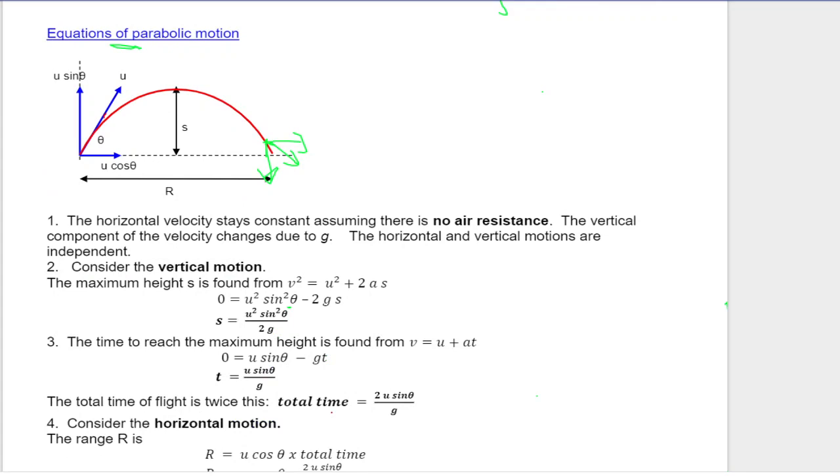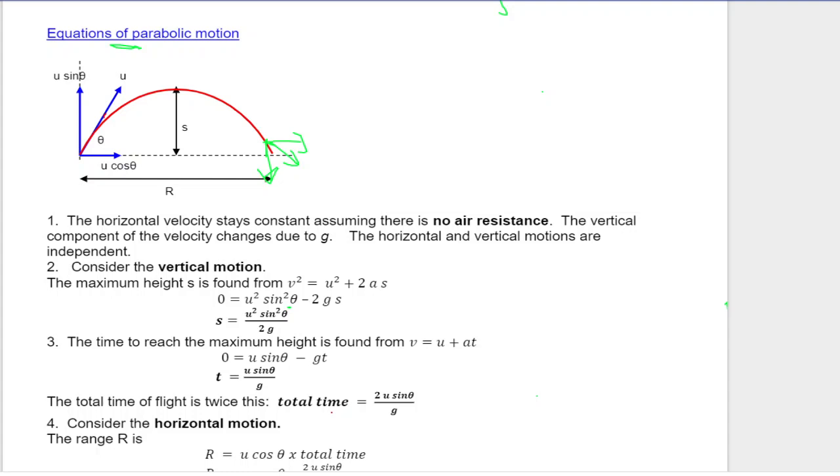So we're going to consider the equations of motion. V is equal to u plus at. In the horizontal, V is equal to u plus at, but it's not going to change because it's not affected by gravity. Our a is g, so it will be 0, which means V is equal to u. That is in the x direction, so this is always equal to u cos theta.